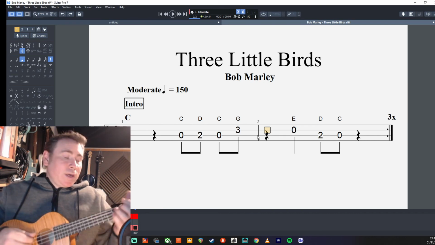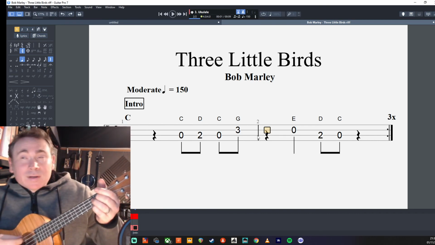And that's our little riff that you hear in between. If I put it with a chord, it should sound something like this.